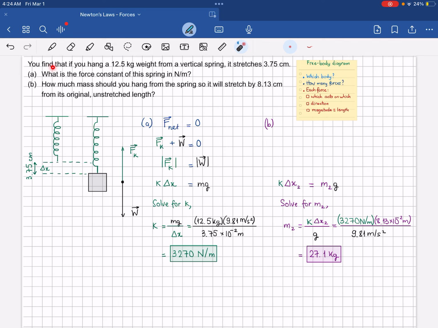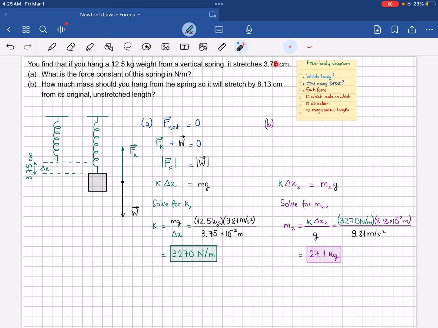You find that if you hang a 12.5 kilogram weight from a vertical spring, it stretches 3.75 centimeters. So we have a spring. Normally, this is its natural length up to this point. And then if we hang some mass on the other end of the spring, it will stretch out. So we can see that there's a change in the length of the spring.